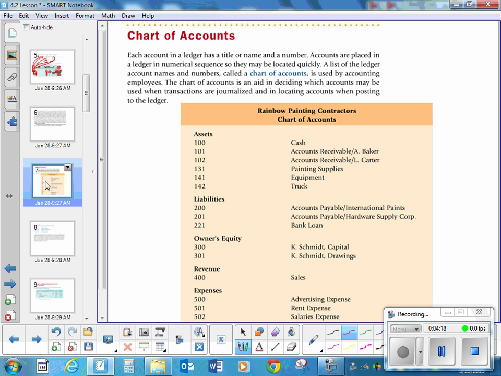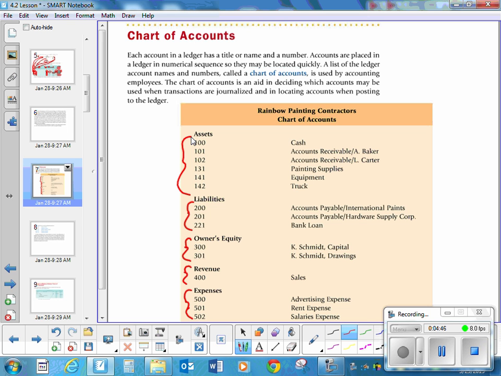Okay, we want to talk about chart of accounts. We talked about this just a little bit, about putting every account with a number. You want to have accounts having numbers so that you can easily locate them. You want your assets to be in the 100s. If you have a really big company, you might make it in the 1000s. Your liabilities will be in the 200s. Your owner's equity will be in the 300s. Your revenue will be in the 400s, and your expenses will be in the 500s.